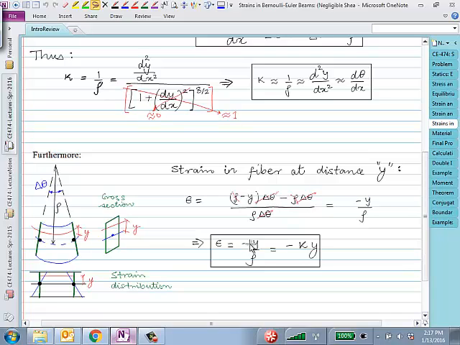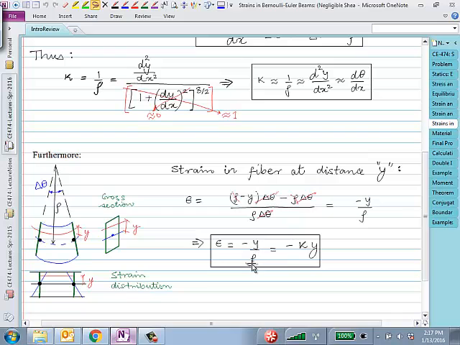Can anybody tell me where this minus sign comes from? Why is there a minus sign? If I'm above the centroid line, above the neutral axis, are strains positive or negative? Negative, compressive strains, right? So that's why this is minus y over rho. That's the strain at some distance y.